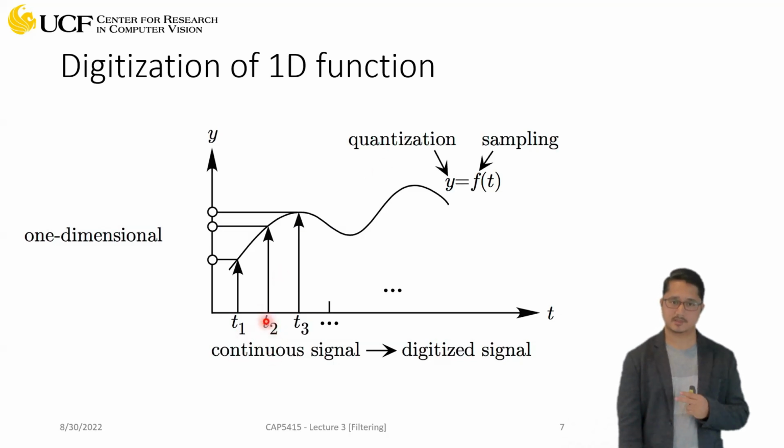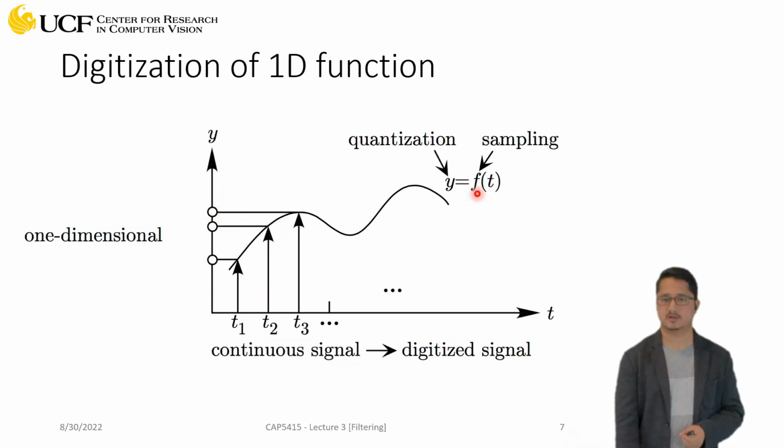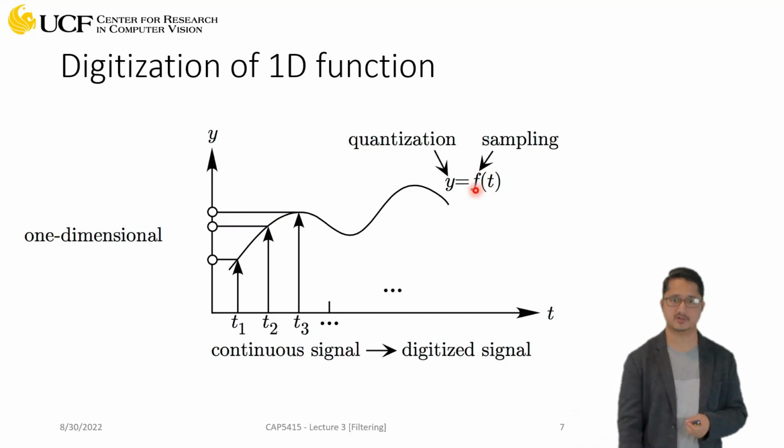Similarly, you can discretize the y-axis, which is the range of this function. And in this case, what will happen is, of course, this function will be continuous. If it's some equation which can be differentiable, it will be a continuous function.